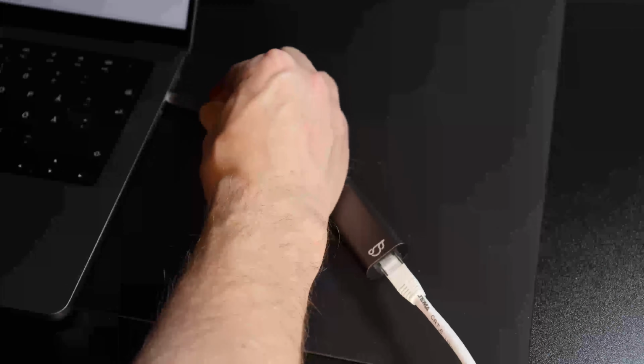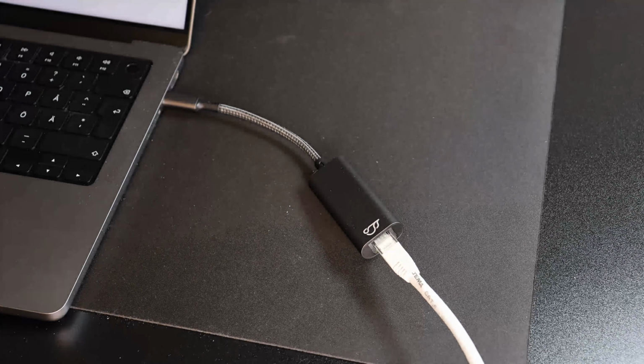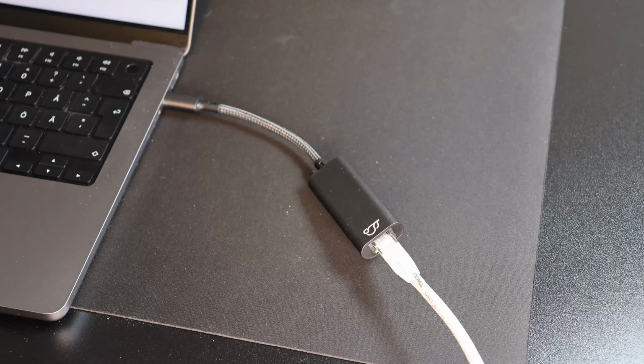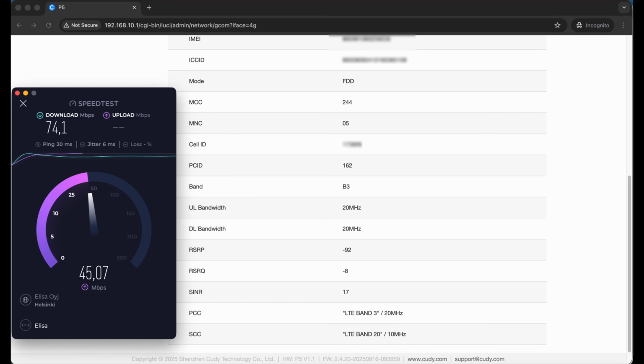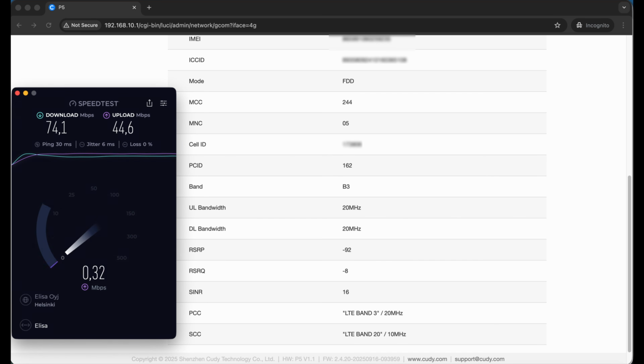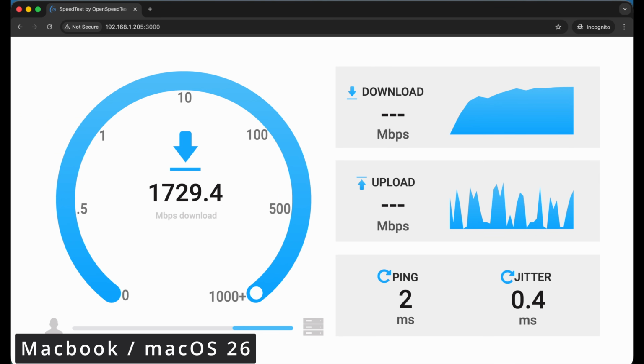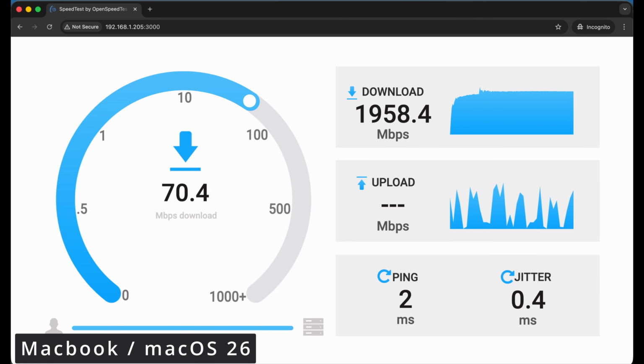We begin our testing with the Bluecloud adapter connected first to the MacBook. Right away we see that the performance is far from what it should be. With this setup I expect downstream speeds close to 150 megabits per second, but we are nowhere near that value. Something is clearly wrong. To verify that the adapter itself is not the problem, I connect it to my 2.5 gigabit local LAN and run OpenSpeed test.